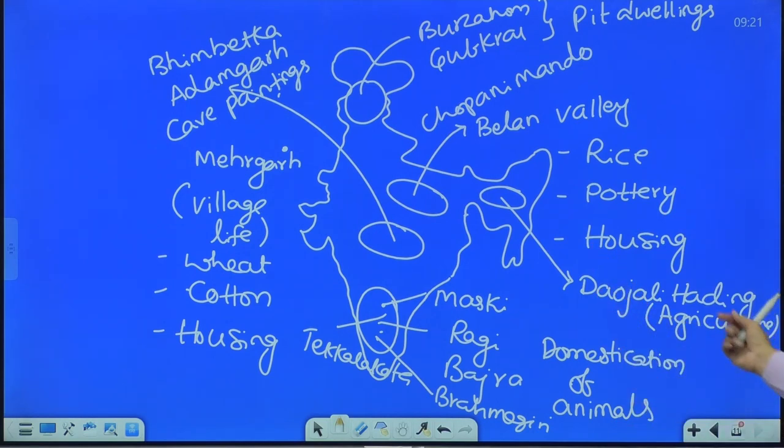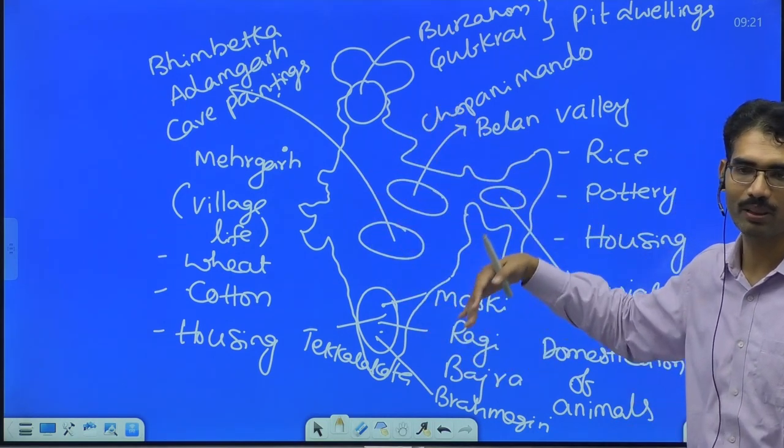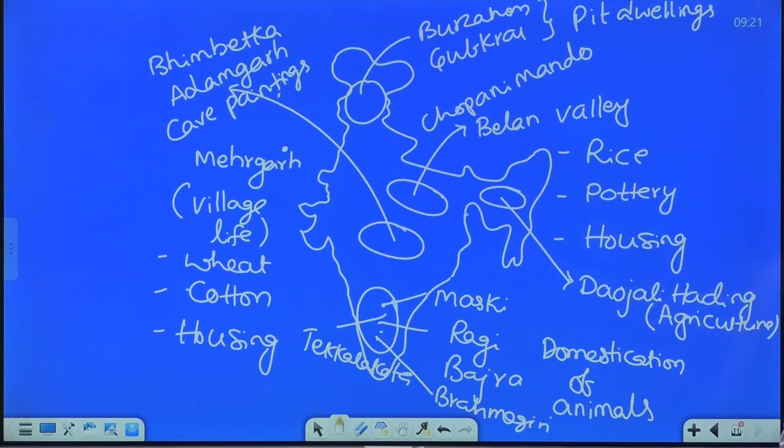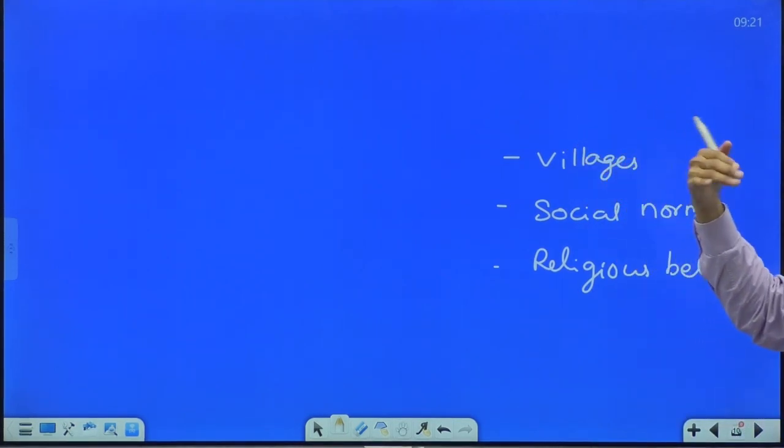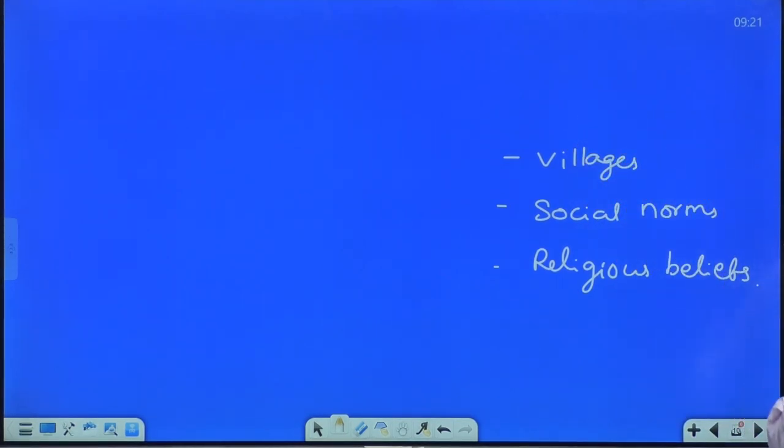So this is how, if you give this map and this evidence, this will make you 60% of the score. So directly start writing about the demand of the question. Once you start writing the demand of the question, in less number of words, you will get the maximum score.